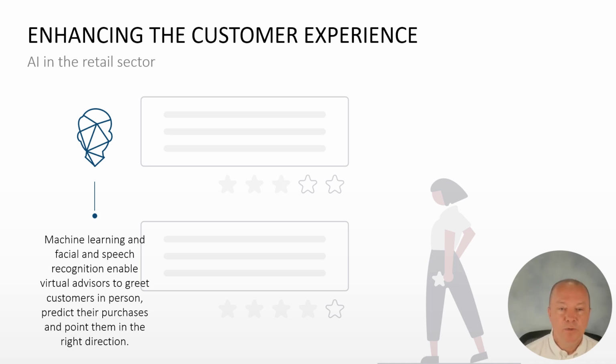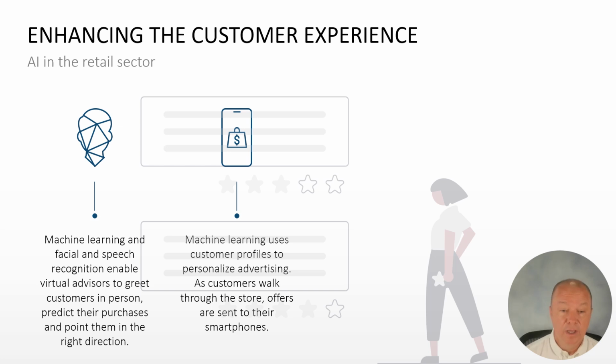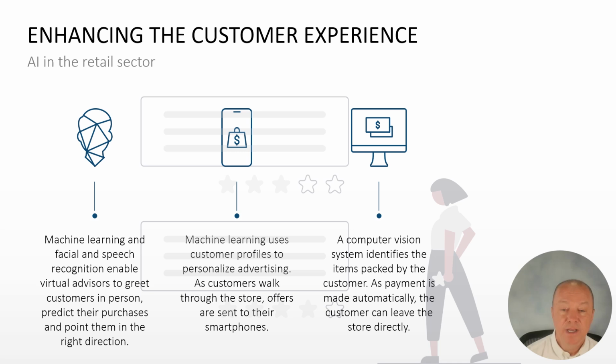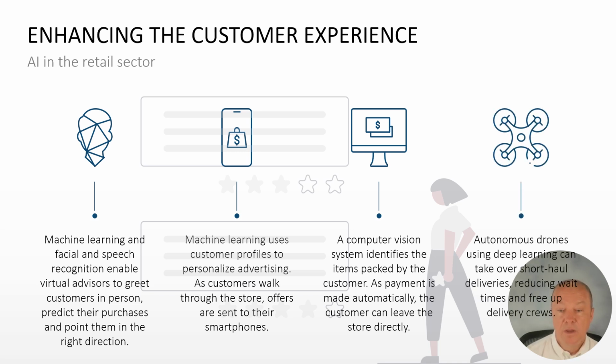So when it comes to the customer experience, we can recognize that machine learning uses customer profiles to personalize advertising. And again, as I said, as customers walk through the store, offers could then even be sent to their smartphones. We recognize that a computer vision system identifies the items packed by the customer and therefore could potentially automate the payment processing, allowing the customer to simply leave the store directly, being charged for what they had picked up and taken. We also see that autonomous drones could use deep learning to take over short-haul deliveries, reducing wait times, and to free up delivery crews.